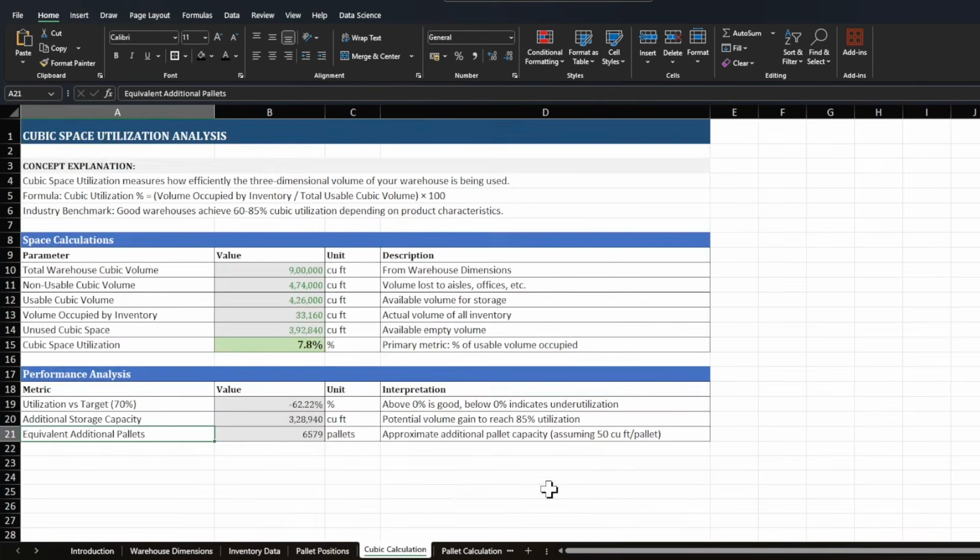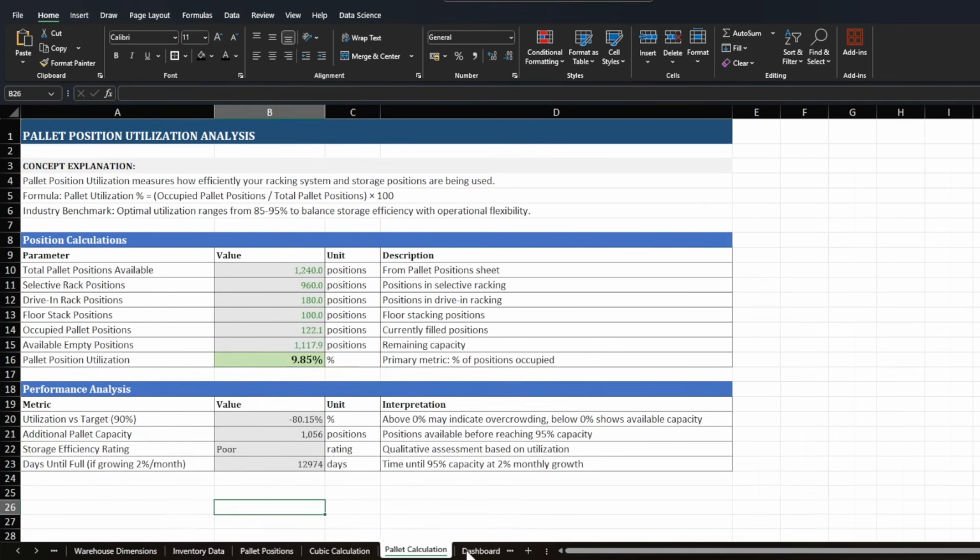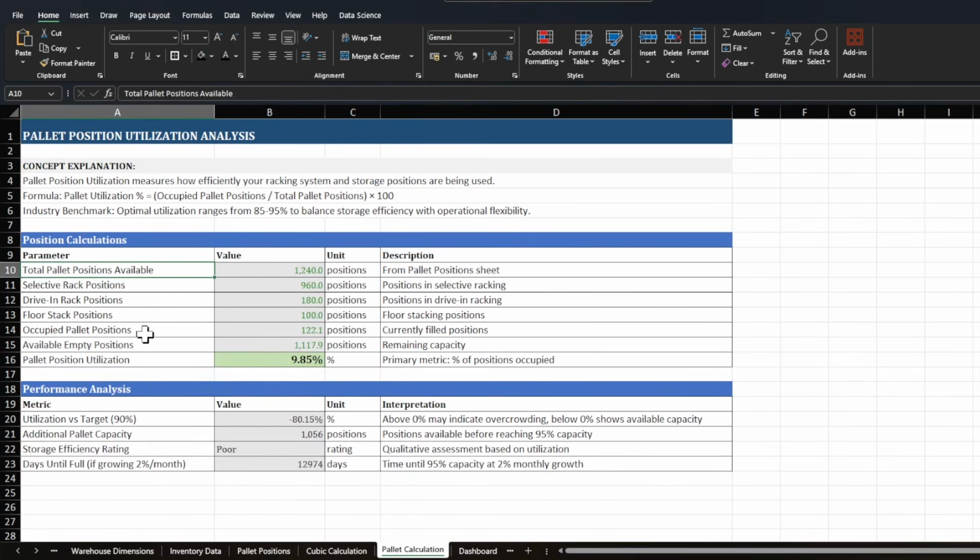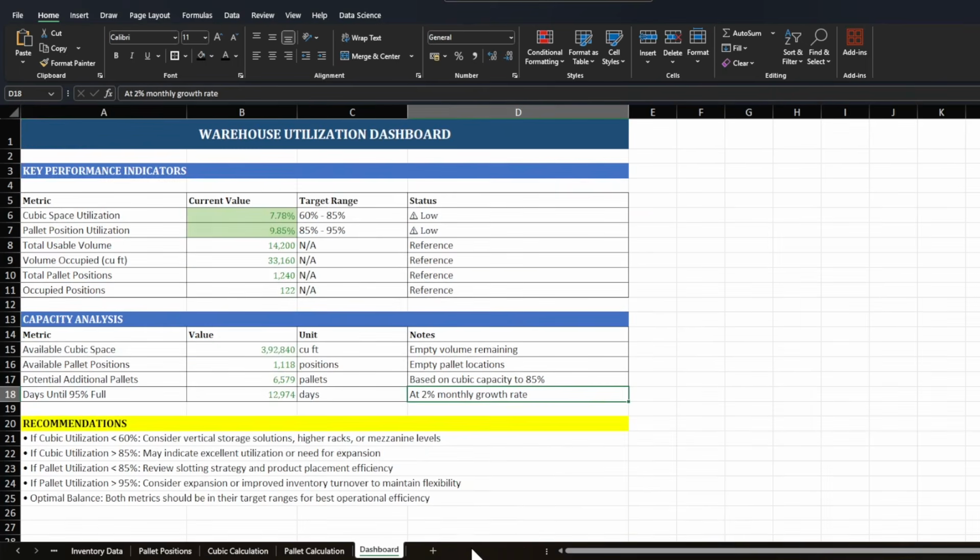Then we will do the cubic calculation, that is, what is usable and what is non-usable. We will also check the pallet position utilization by total pallets available in different racks and the empty positions. Using this data, we can create this sort of dashboard by which we can take actions.